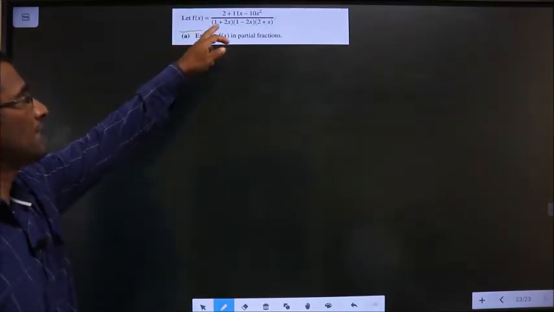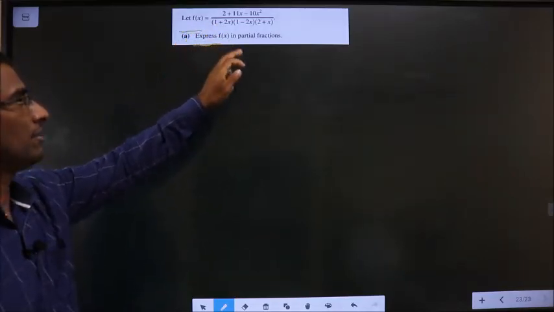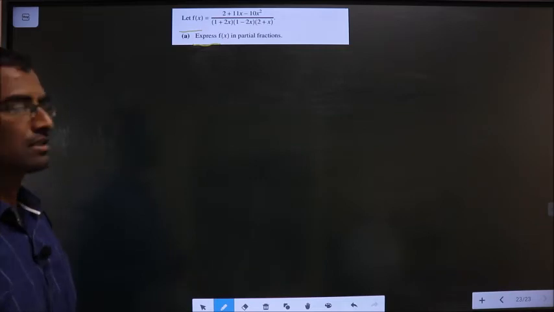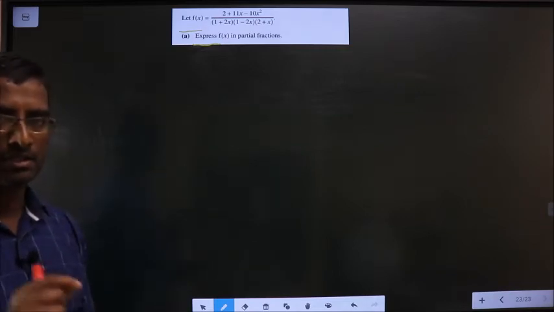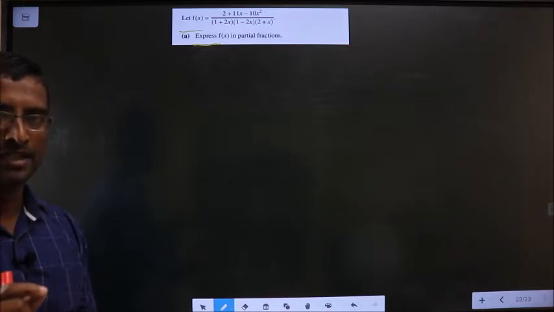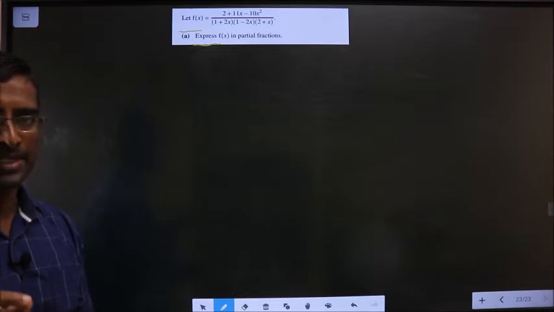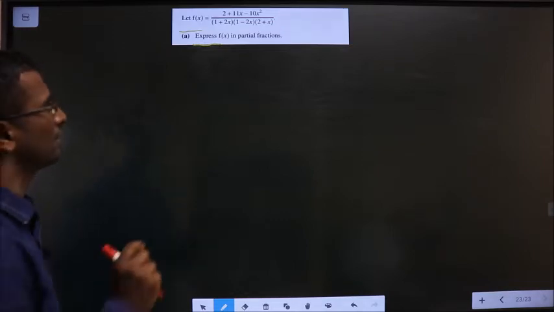Let f of x equal to this, express f of x in partial fractions. Whenever you want to express in partial fractions, step 1, you should check whether it is proper or improper. And how do you check?